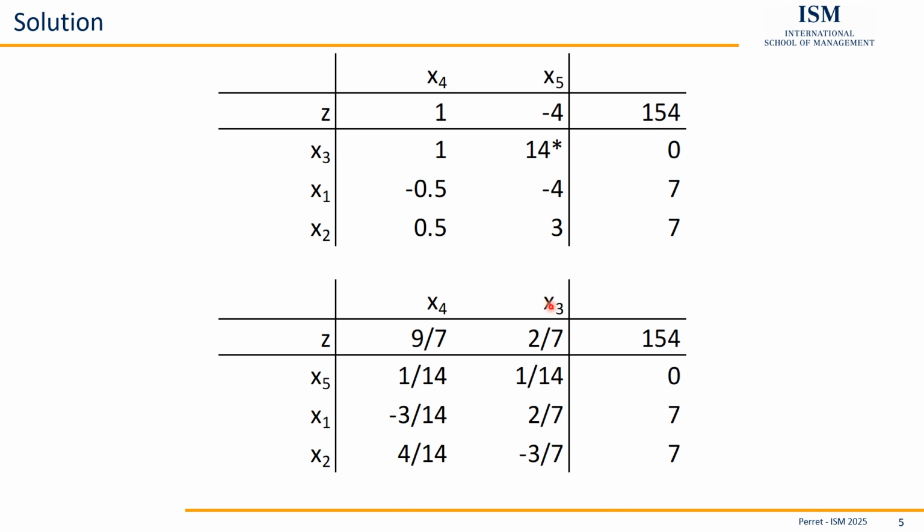First I switch these two variables in pivot row and column. For the pivot element, I'm going to divide 1 by the pivot element, and everything in pivot row is divided by the pivot element. So 1/14, 0. Everything in pivot column is divided by minus the pivot element, so by minus 14, giving me here these values.